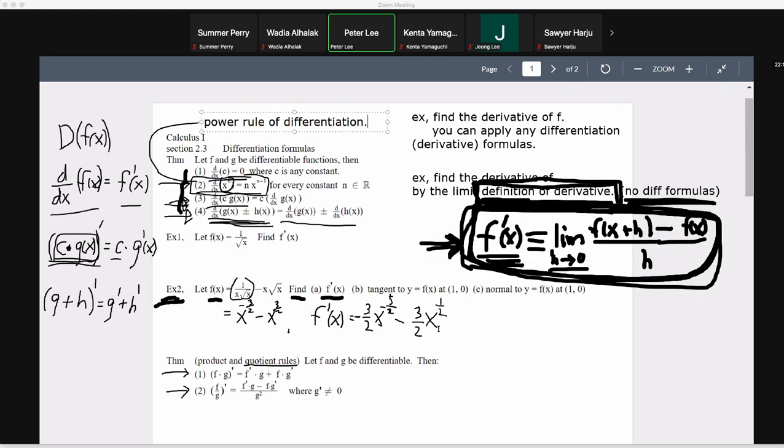So now we can simplify this. Do you remember how to simplify this? We have a fraction here as well.